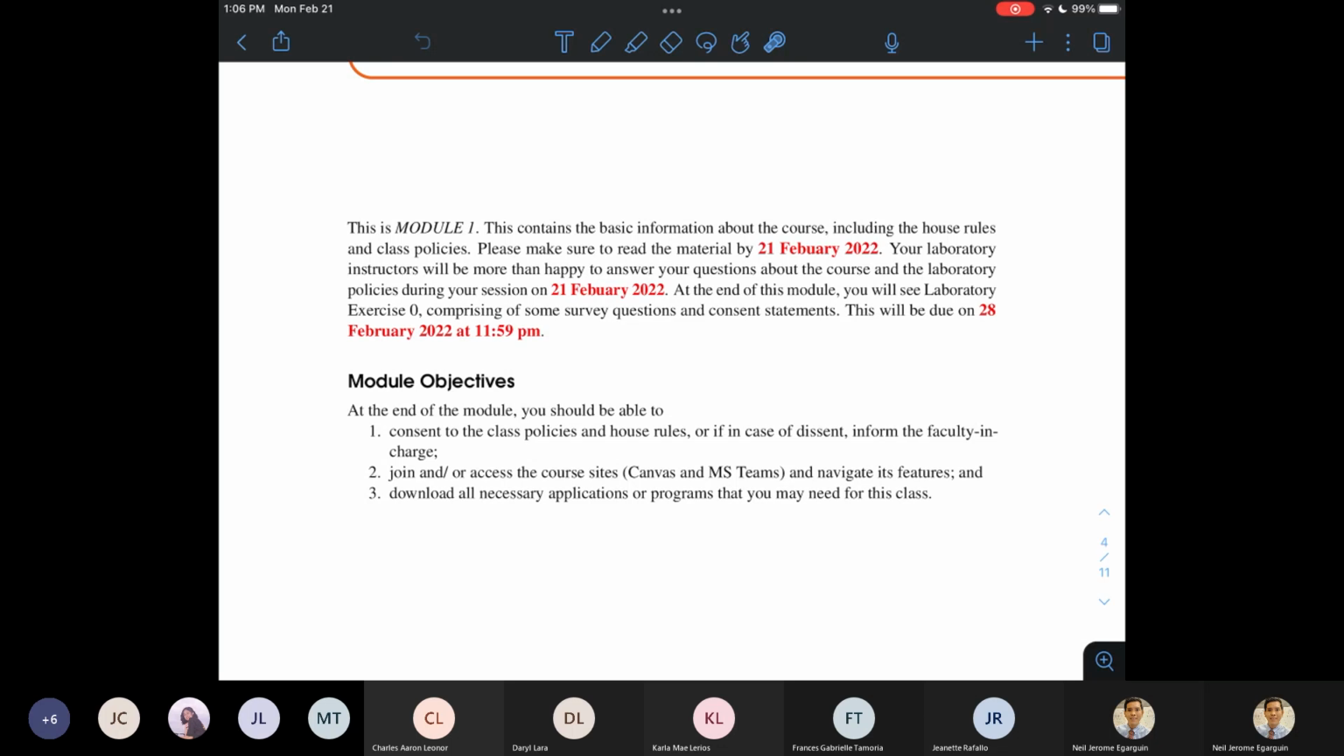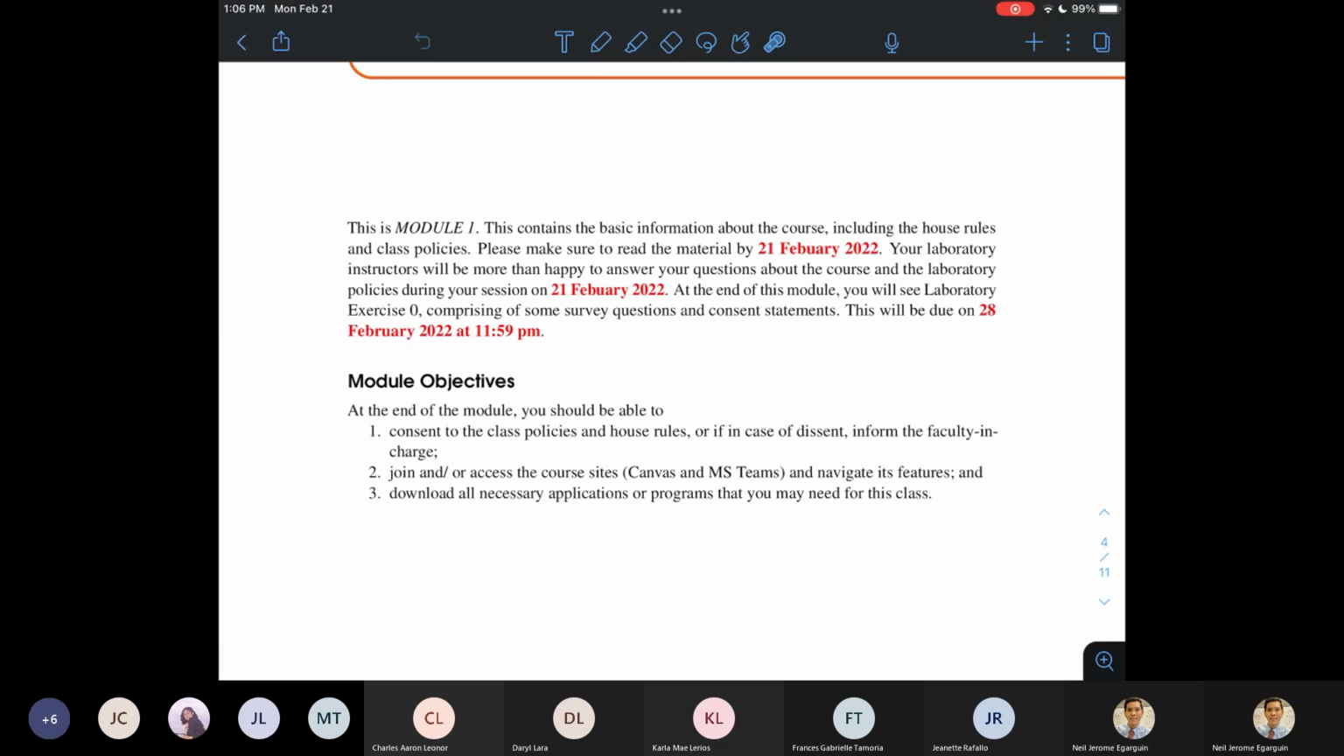That's going to be on Monday at 11:59 p.m. So the objectives in Module 1 are, yun nga, daanan natin yung mga course policies or yung course outline, class policies, and house rules. Medyo academic na siguro yung number 2 because you are here with me in Canvas, in MS Teams, and you have probably been a member of our Canvas site.